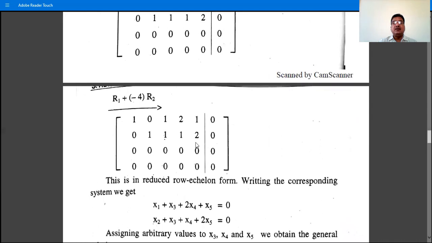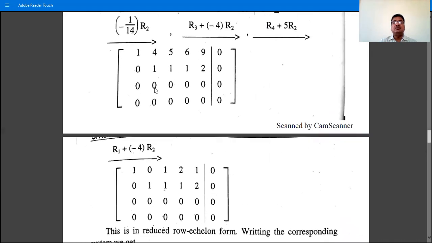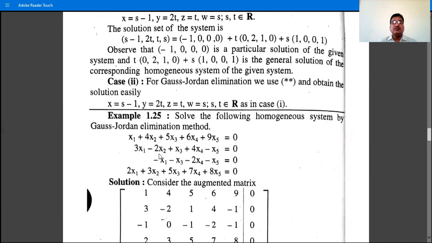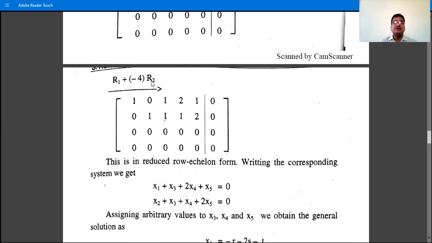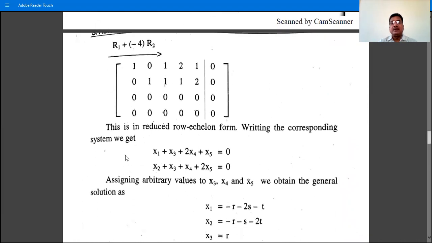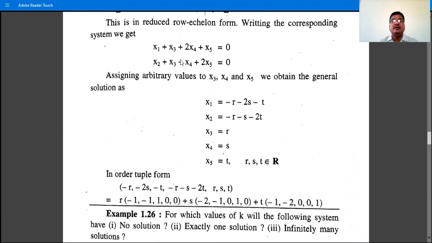The question is to find the solution by the Gauss-Jordan method, so we need to reduce to reduced row echelon form. Column 1 and column 2 contain leading 1. So we reduce this 4 to 0 by the operation R1 minus 4 R2. We have 0 at this place, and this is the reduced row echelon form. So rewrite the corresponding equations. We have x1 plus x3 plus 2x4 plus x5 is equal to 0, then x2 plus x3 plus x4 plus 2x5 is equal to 0. We have two equations and five unknowns, x1, x2, x3, x4, x5.